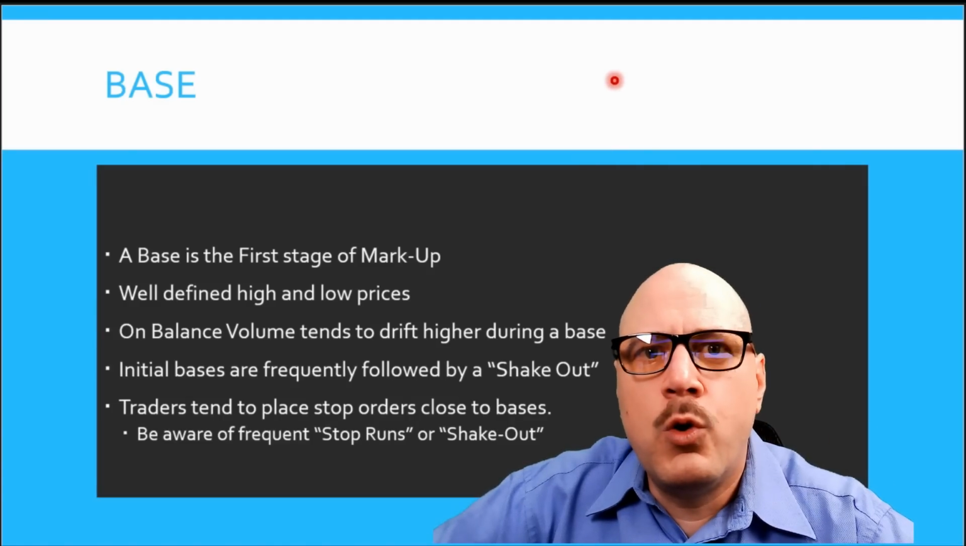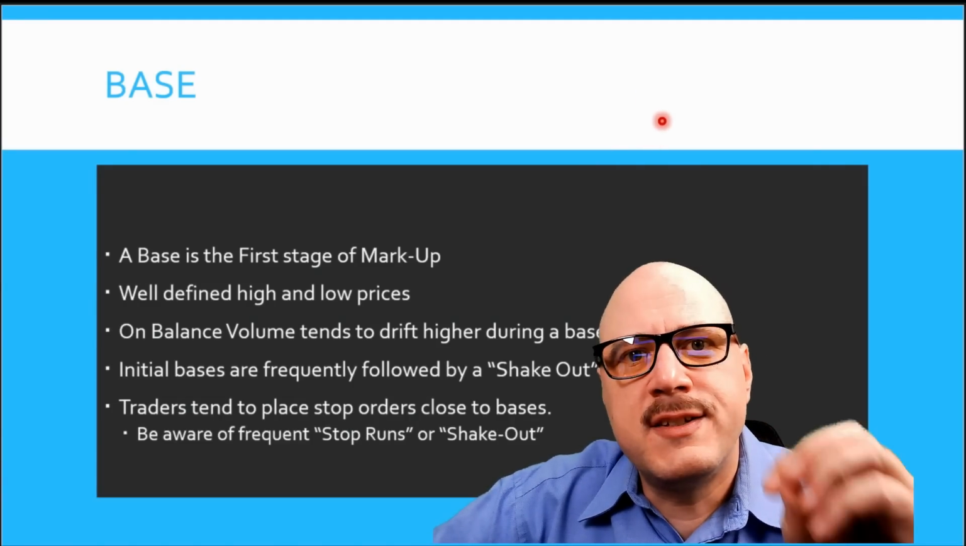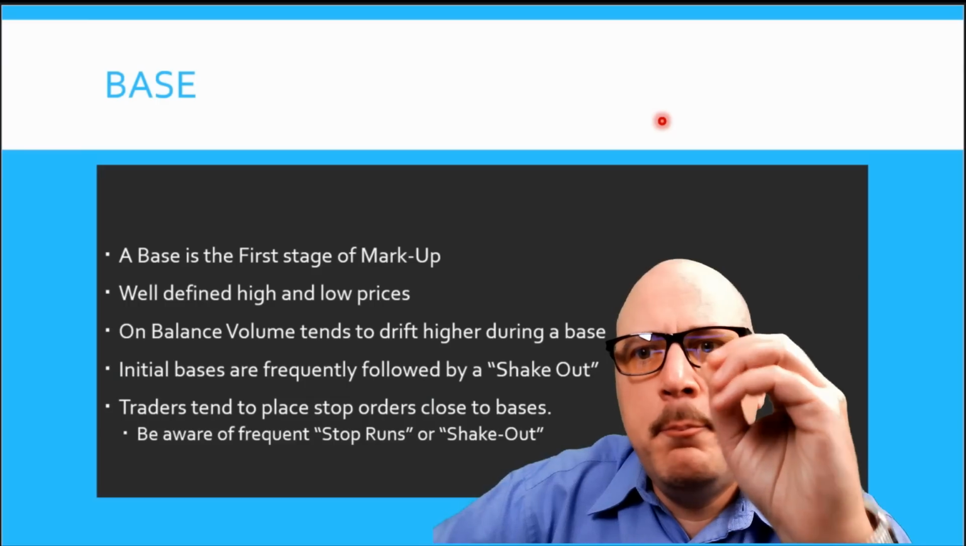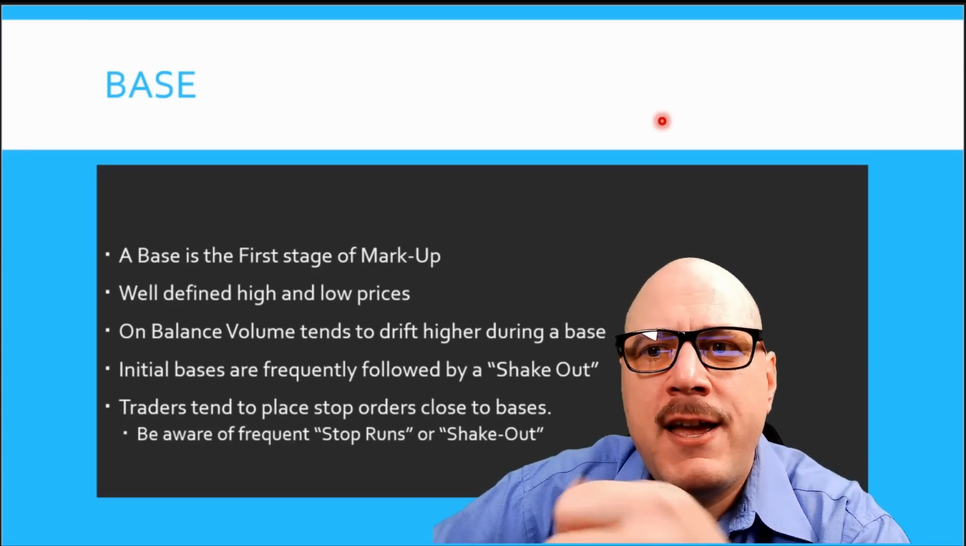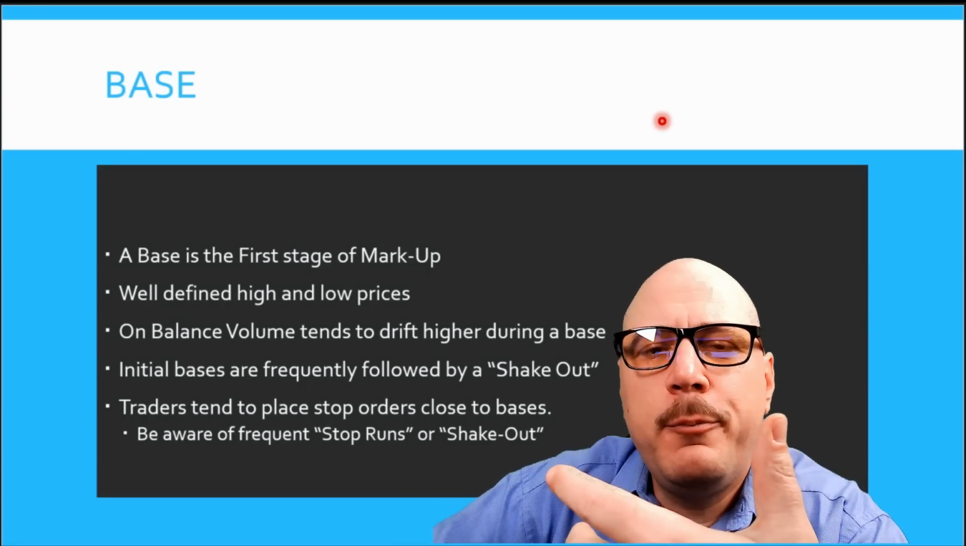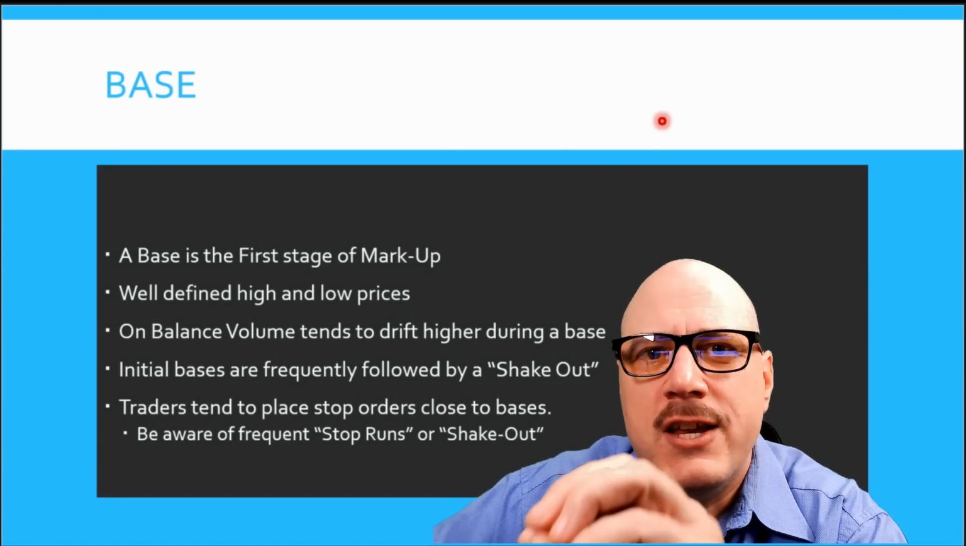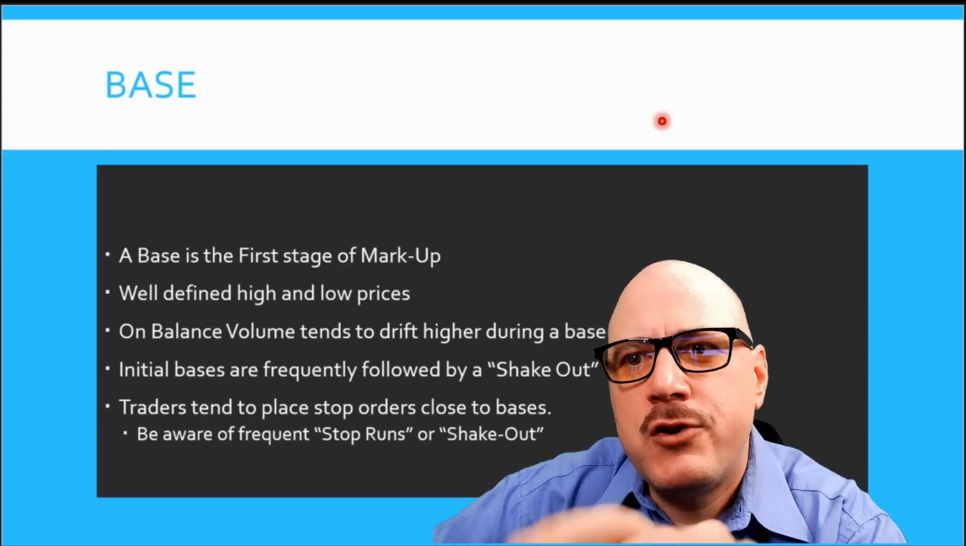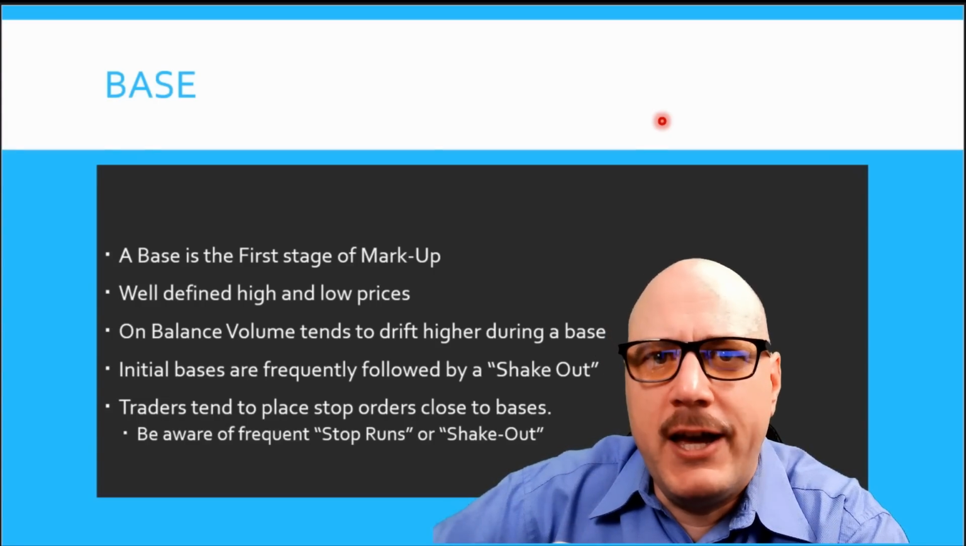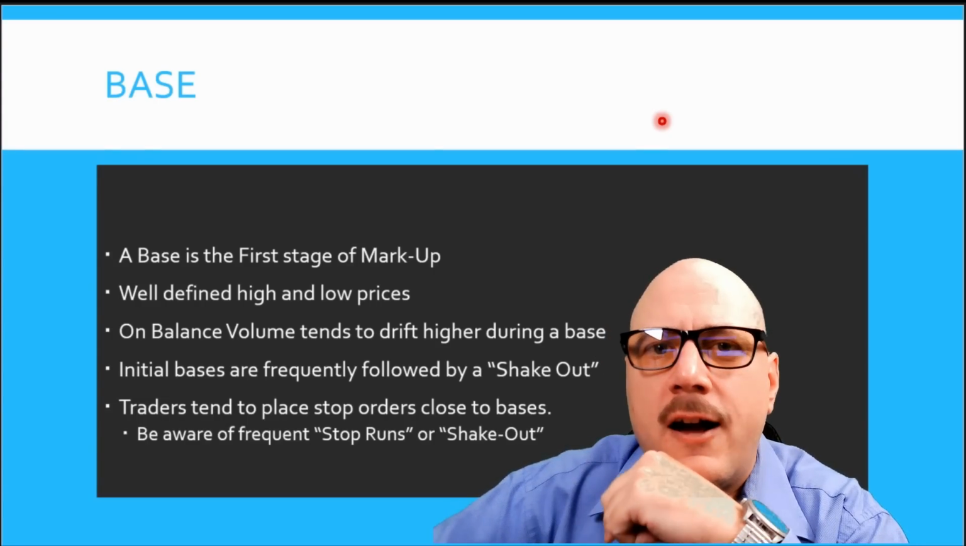Now we're going to add another word to our vocabulary, and that word is base. Now, a base is an area of price movement where there's a little bit of consolidation after an initial move. A base is almost always the first stage of the markup cycle in a stock.